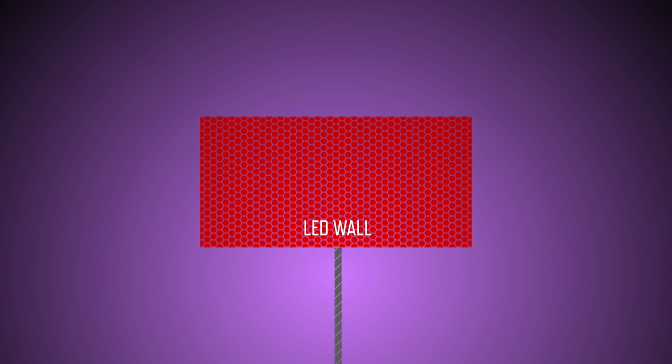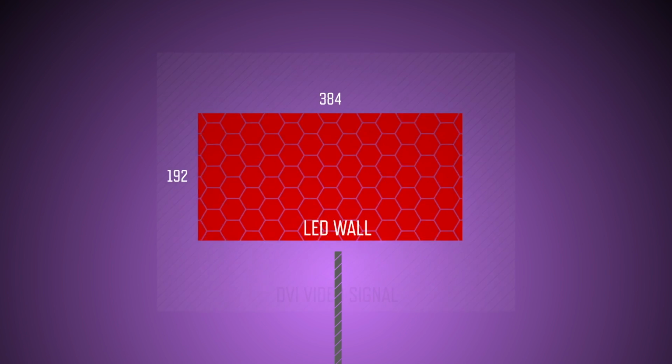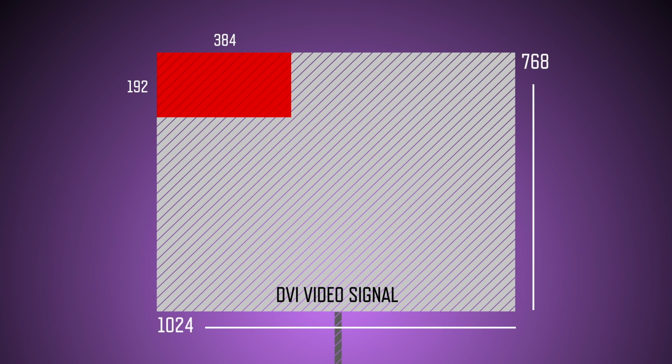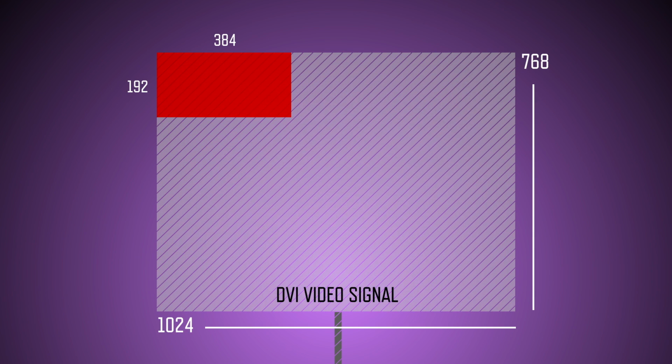Let's say your LED wall is 384 by 192 in resolution. The output your processor expects would look something like this. The processor will only use the top left part from a video signal. For this example, let's assume the video signal is 1024 by 768. The processor is only interested in the 384 by 192 section of pixels in the top left of the 1024 by 768 signal. The rest is not used.